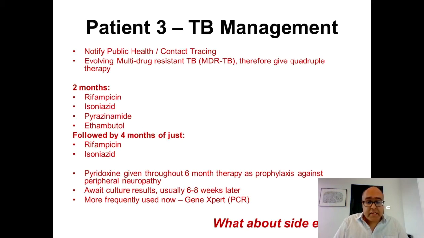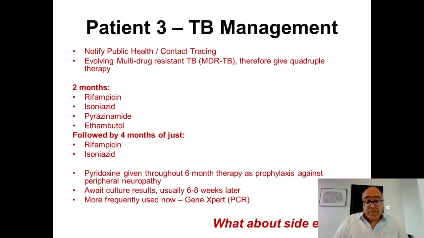The isoniazid itself can actually result in a vitamin deficiency, which is vitamin B6, and the consequence of that can be peripheral neuropathy. So therefore, to avoid that, we automatically put patients who are on isoniazid also on pyridoxine, which essentially is vitamin B6, to try and reduce that risk of developing peripheral neuropathy.